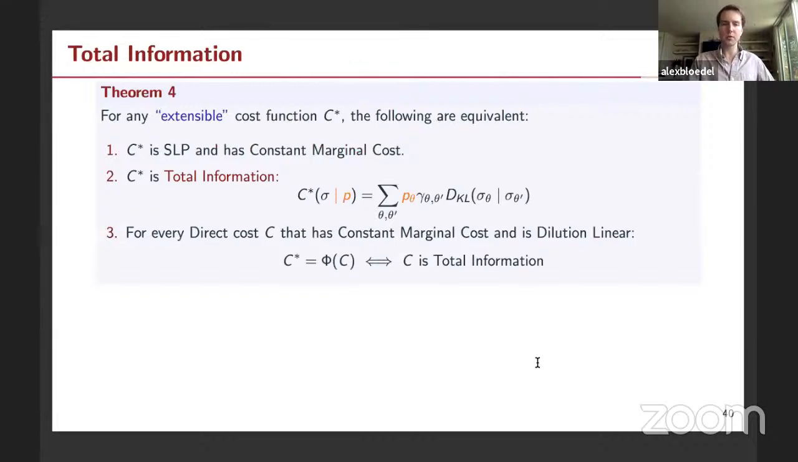What we show in our result is that there's a unique SLP cost function that satisfies this constant marginal cost. We call it total information. It's given by a weighted sum of KL divergences between the state contingent signal distributions, where the weights are determined both by some parameters and also a linear function of the decision maker's prior. Moreover, under some additional conditions, the only way that this constant marginal cost property can be preserved under sequential optimization is if the underlying direct cost also takes this total information form. This suggests that constant marginal cost typically is not preserved under sequential optimization. So in particular, the indirect cost generated by the Pomatto, Strack, and Tamuz log likelihood ratio cost will not satisfy this constant marginal cost.